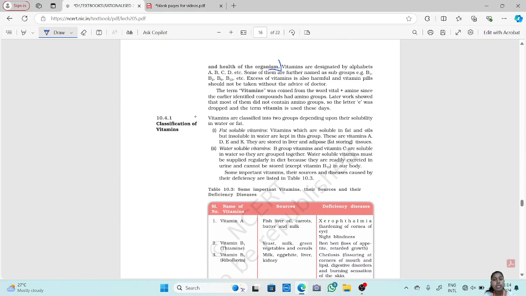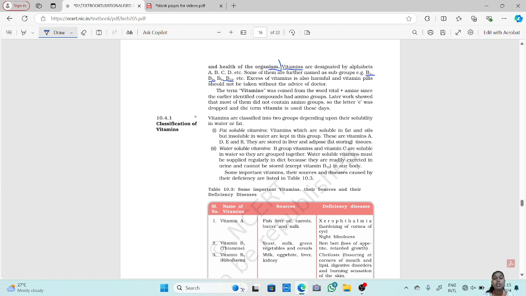Now vitamins are designated by alphabets, like A, B, C, D. Some of them are further named as subgroups. The vitamins are categorized alphabetically as A, B, C, D, but some of them have subcategories, for example B1, B2, B6, B12, etc.